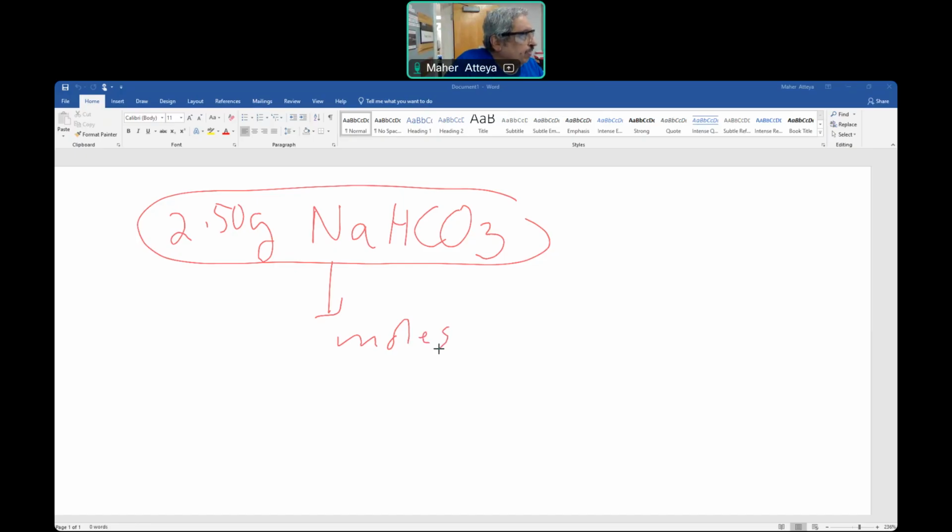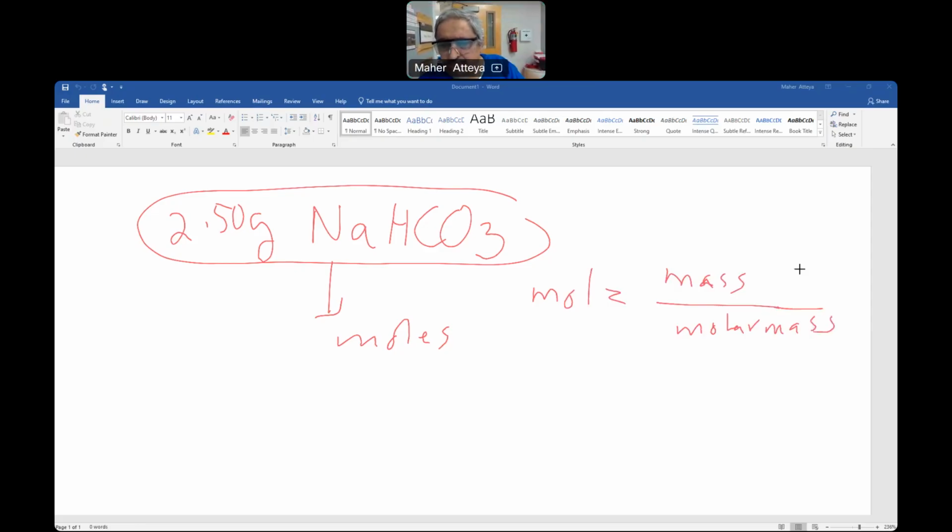Somebody will tell me? Somebody calculated this? Well, it turns out, in order to calculate the moles, you have to know the definition of moles. So the mole is a ratio between mass over molar mass. Very important.